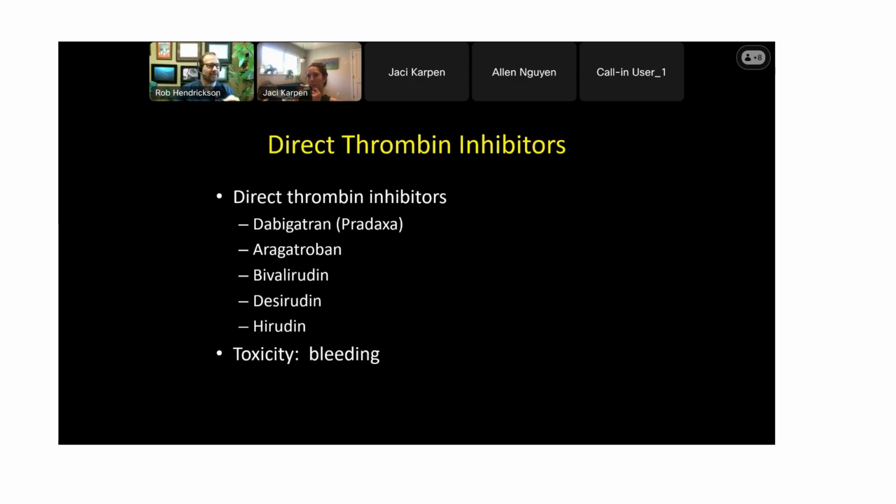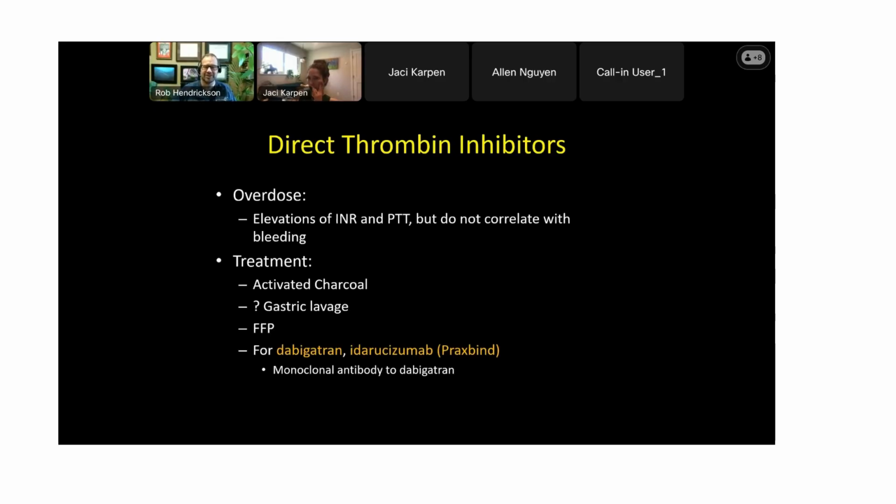All right, I'm going to tackle the other newer anticoagulants very, very briefly because I don't think there's a lot to say about them, honestly. The direct thrombin inhibitors, you could say hours' worth about them, but I don't think it's all that important. The toxicity is bleeding. These are usually not overdoses that we're seeing.